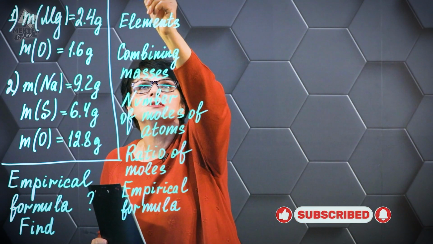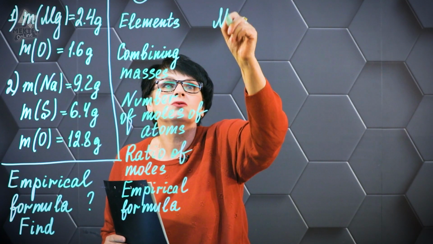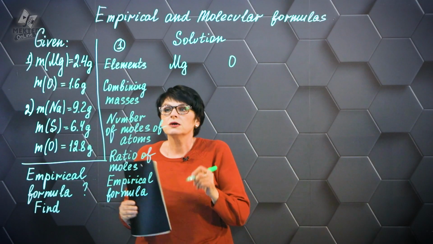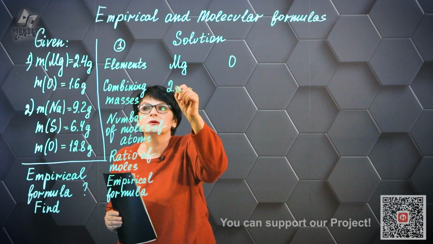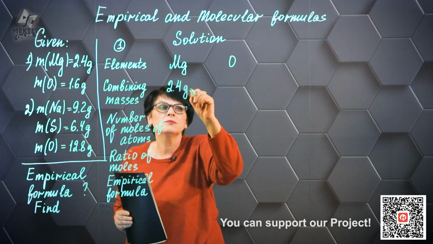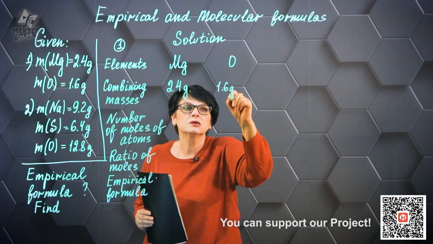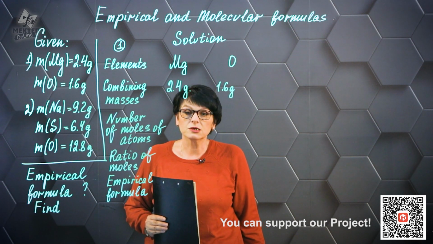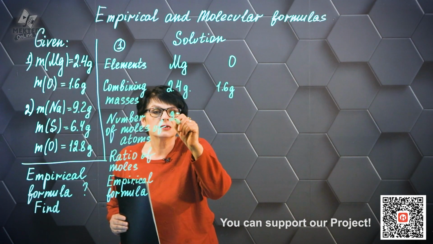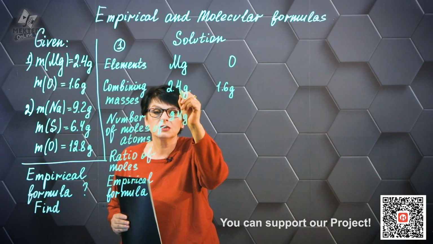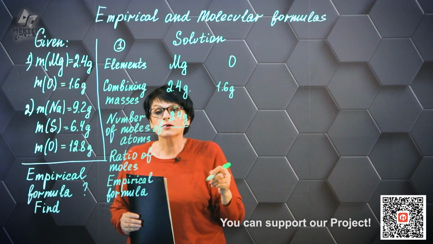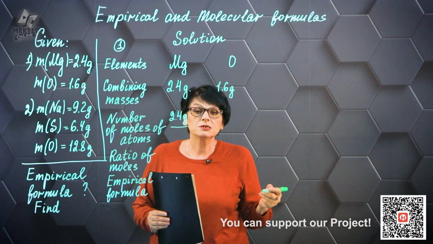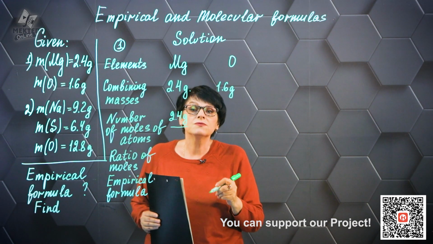So, in the first problem, the elements present in this formula are magnesium and oxygen. What is their known mass? For magnesium, it is 2.4 grams, and for oxygen, it is 1.6 grams. What should we do next? We need to determine the number of moles of each of these elements. For this, we will divide the given mass by the molar mass of the element, which we also refer to as atomic mass, but expressed in grams per mole.